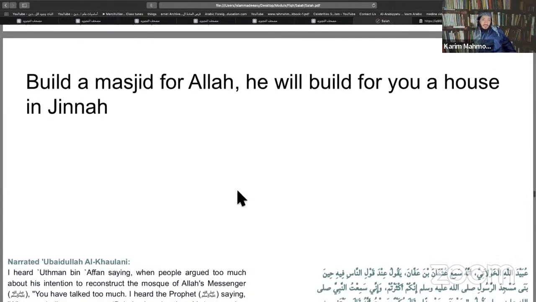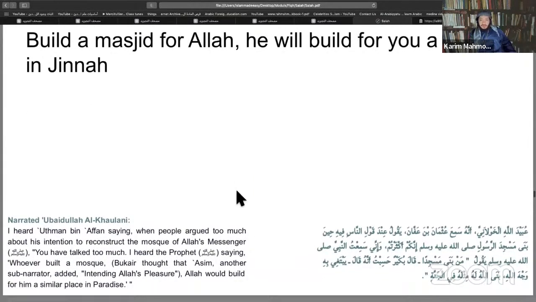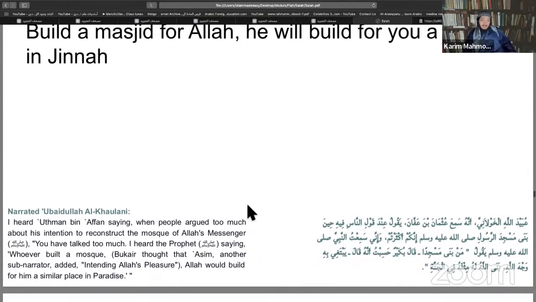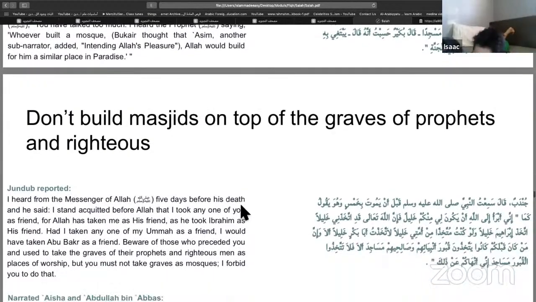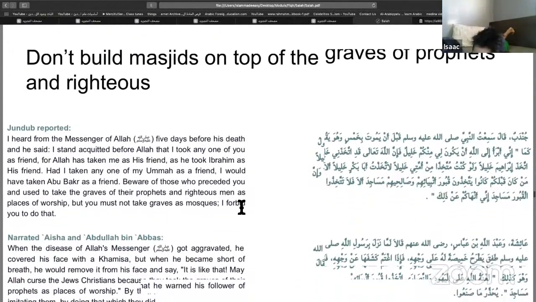Okay, let's talk about the reward of building a masjid. The Prophet ﷺ told us that if you build a masjid, Allah will build a house for you in Jannah. Building a house in this world for people to pray and worship Allah in, Allah will build a house in Jannah for you.